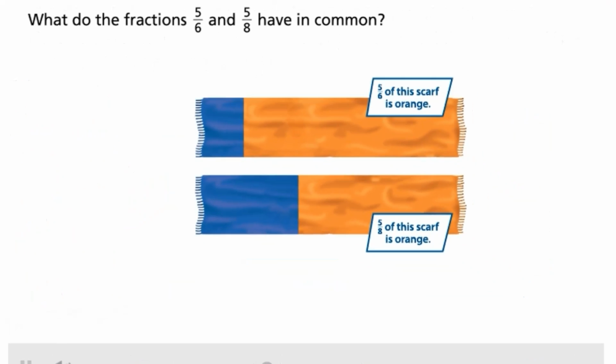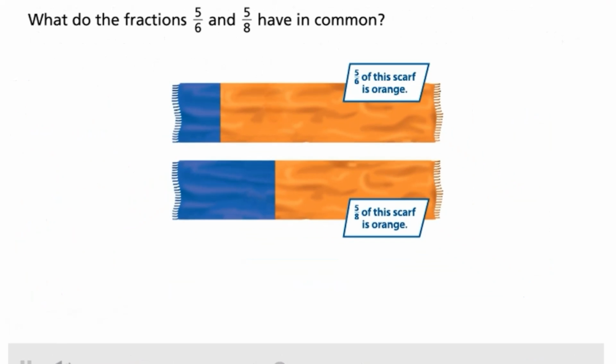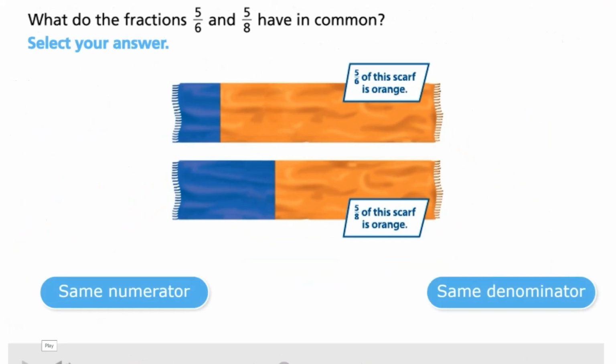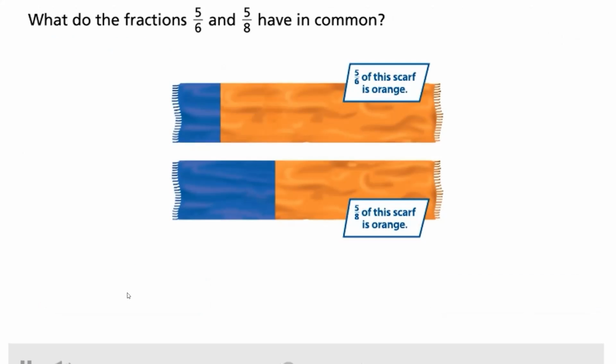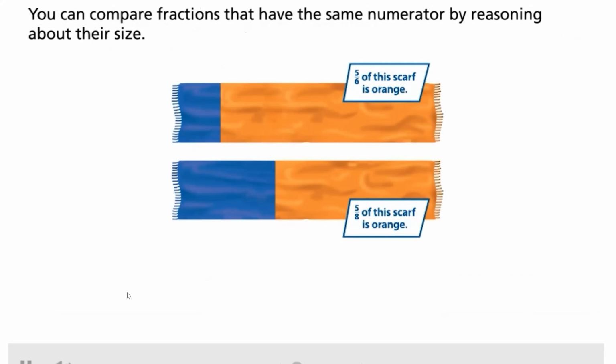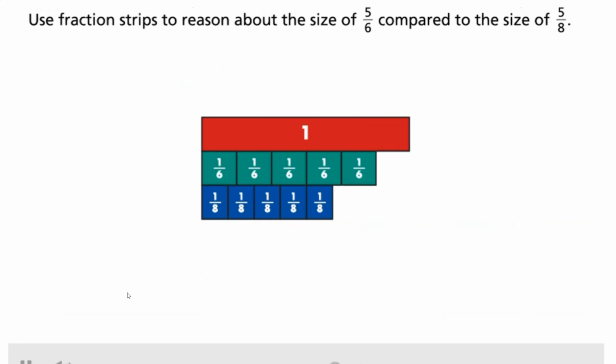What do the fractions 5/6 and 5/8 have in common? Select your answer. So here we can see that the thing that's the same about them is they have the same top number, or the same numerator. You can compare fractions that have the same numerator by reasoning about their size. Use fraction strips to reason about the size of 5/6 compared to the size of 5/8.